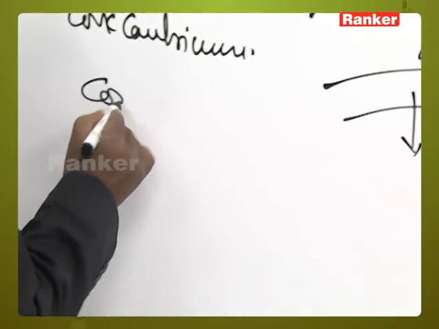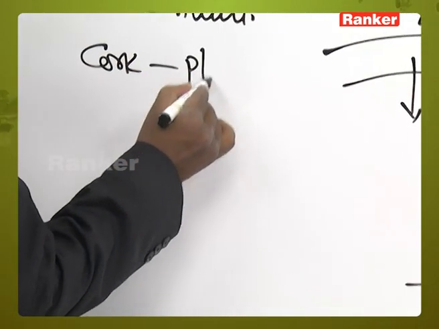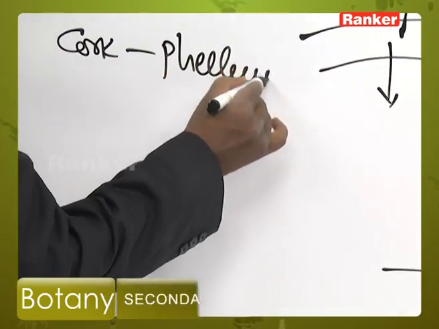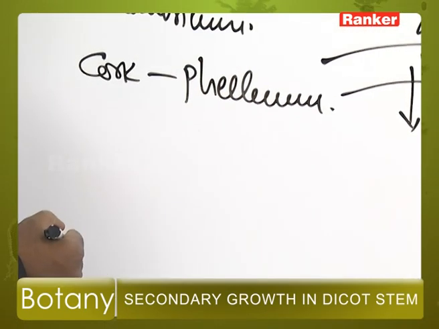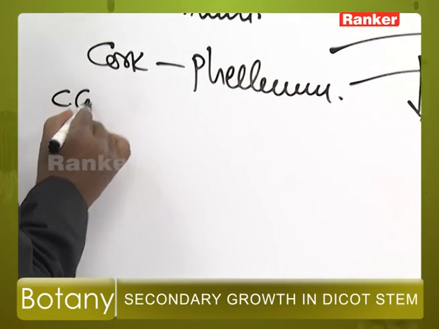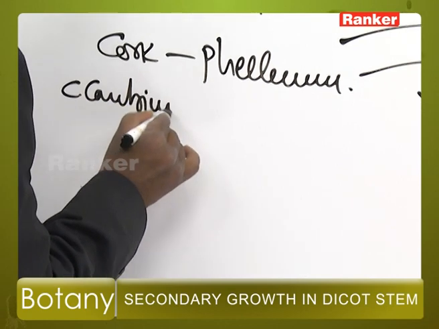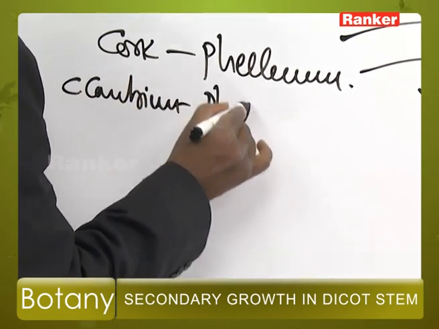Cork is also called phellum. Cork cambium is also called phellogen.